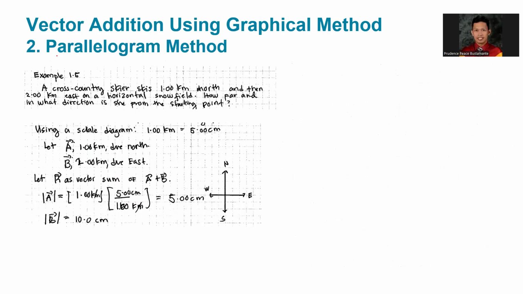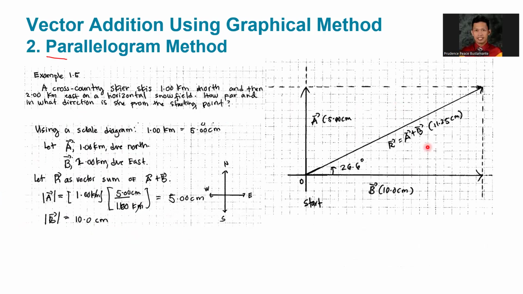Another method used to add vectors using the graphical method is called the parallelogram method. Okay. What is the difference between this and the other one? So this is our assumptions. I already discussed this, so I'm going to go now to the graph. Okay. So in the parallelogram method, your vectors are tail to tail. So both A and B, you draw them tail to tail.